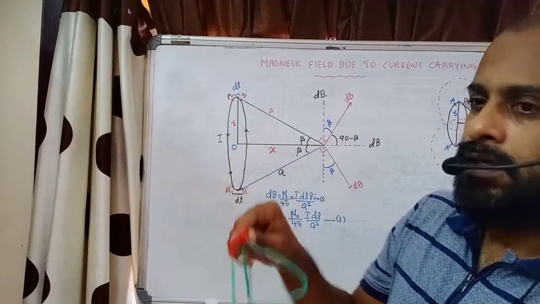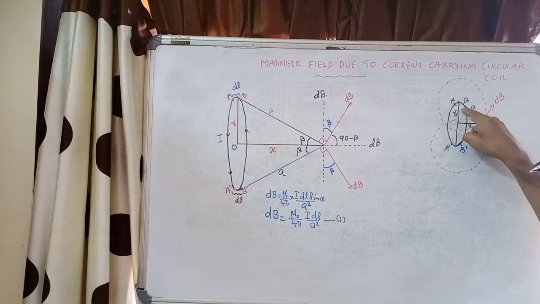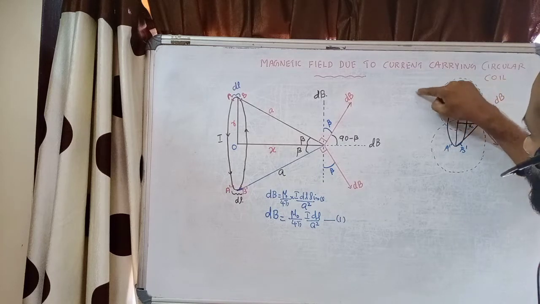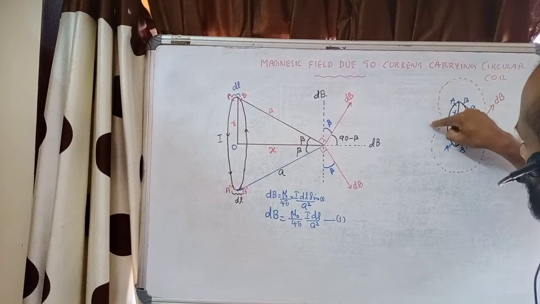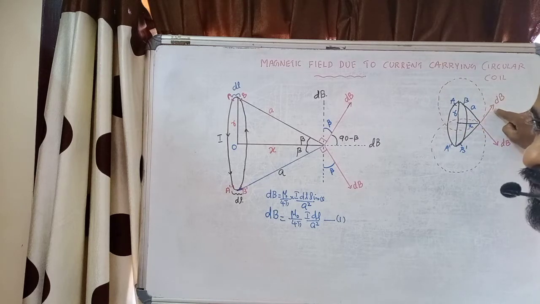Okay. Now clearly you can see in this diagram, this is a small element AB. Then I have considered this element will be center. Then in the plane of the board, I can draw a circle. The circle is indicating magnetic field line. At this point, we have the tangent. This is the direction of magnetic field.